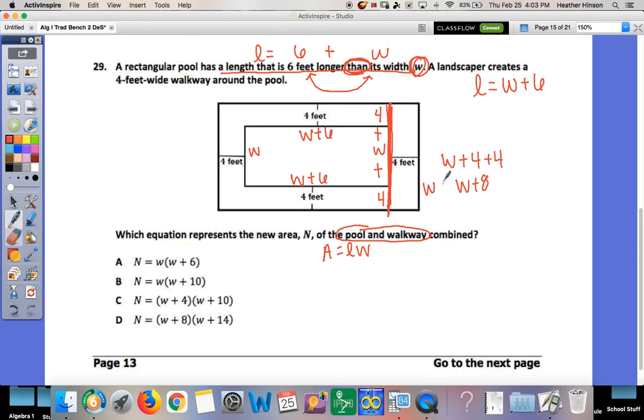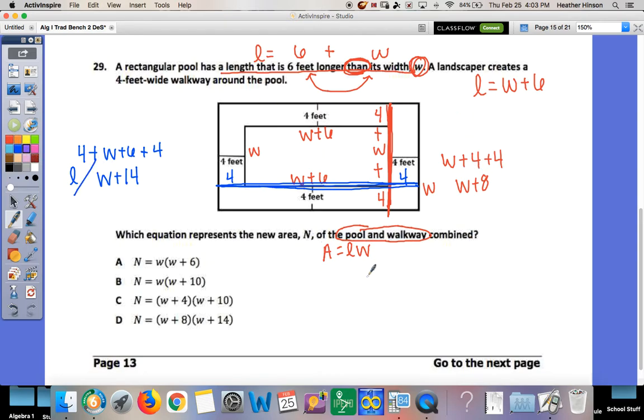This is W. Your whole length down here, I'm going to change colors, of the whole entire thing, you have W plus 6 in the middle, but then you have a walkway on this side that's 4 feet. You have a walkway on this side that's 4 feet. So the whole length of the whole thing is 4 plus W plus 6 plus 4. So the walkway plus the pool plus the walkway. That one's going to be W plus 14. That's your length.